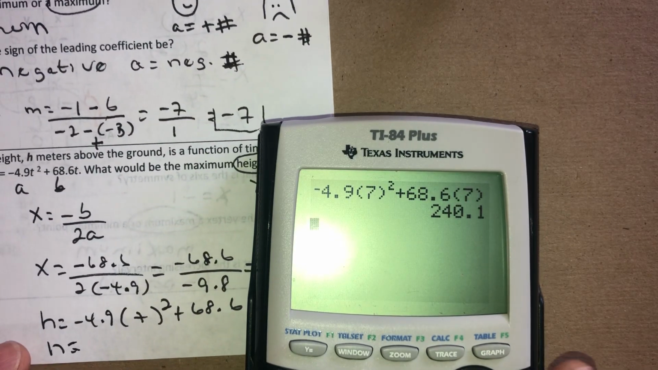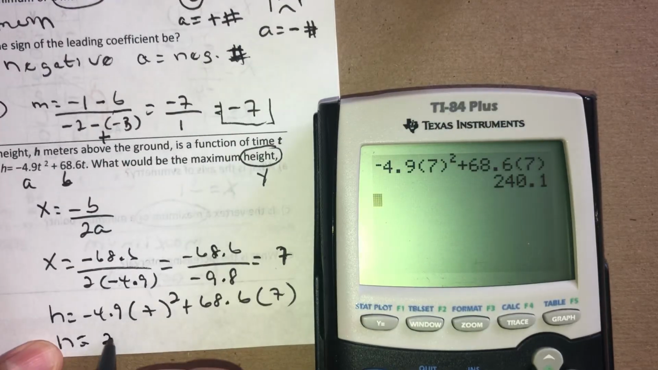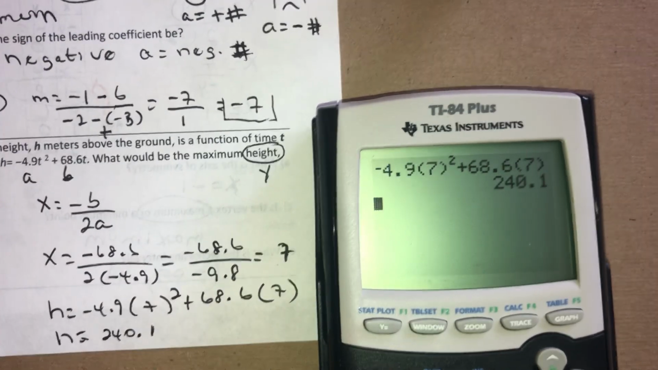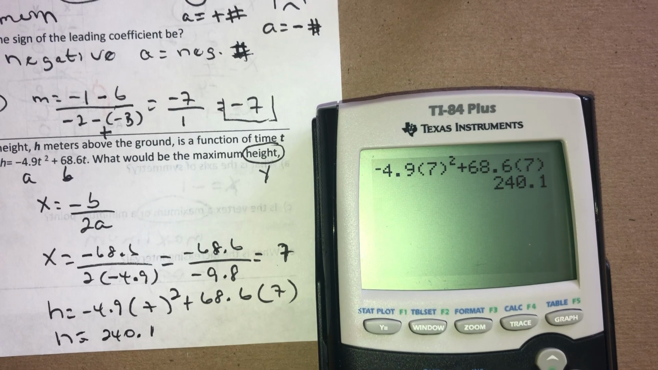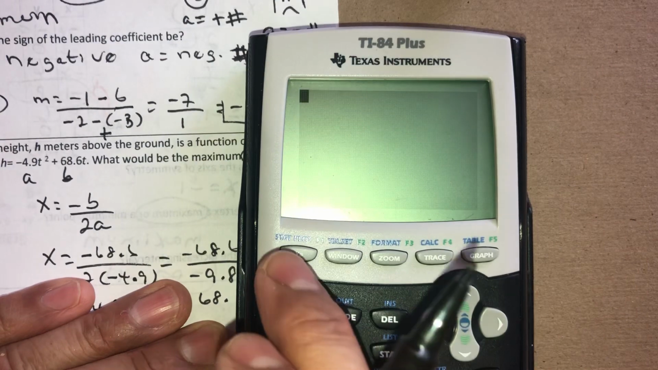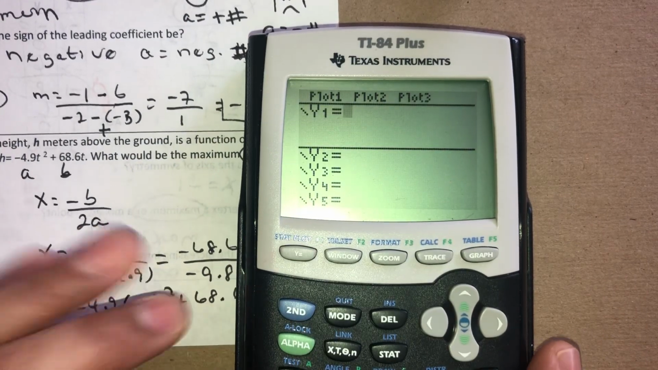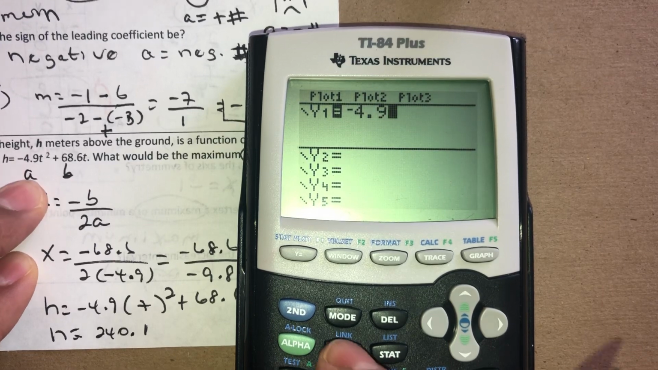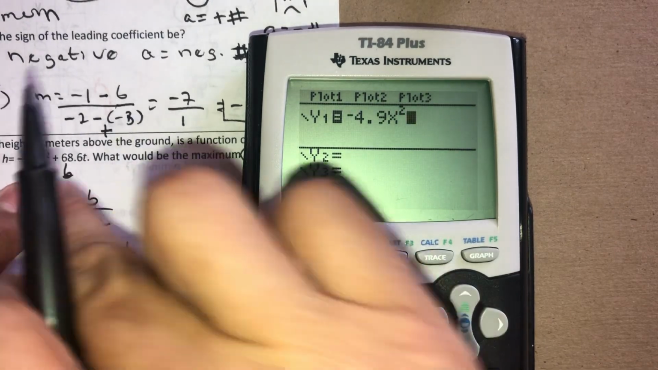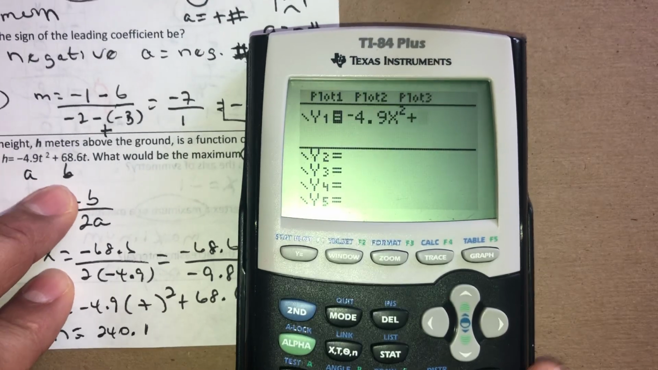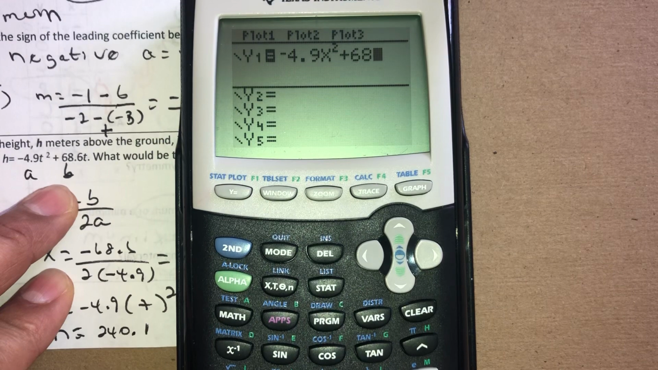So I get 240.1, and because of that, I get that. Also, you could have done it this way. Once you have the axis of symmetry, which is 7, if you don't want to do that, you could just put in the calculator y equals, eliminate that, and just write the equation, okay? Negative 4.9 x squared, right? They wrote t here, but remember, any letter there is the same thing as x, plus 68.6 x, all right? This is what I did, okay?